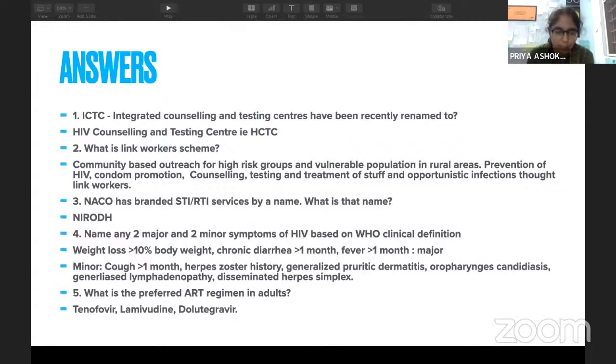RTI services, you're right. I put it by mistake. It's not Nirodh. It's actually what you told, Suraksha Clinics. Two major and two minor symptoms of HIV, you're right. Weight loss, you told, chronic diarrhea, you told. Fever is also major. And minor, you can have cough for over a month, generalized lymphadenopathy, oropharyngeal candidiasis, pruritic dermatitis, and disseminated herpes simplex. And again, the preferred ART regimen is also right. So tenofovir, lamivudine, or you told emtricitabine, and dolutegravir. That's it. So you've answered three right out of five.